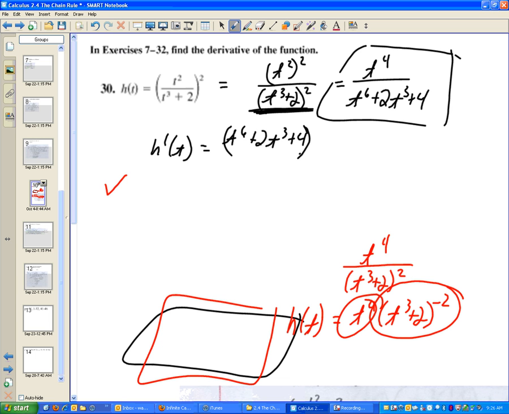Yeah. So to actually be able to use the chain rule, you cannot... There can't be something multiplied by the quotient multiplied by the quantity. I'm not sure I follow you. Let's go on to the next one.